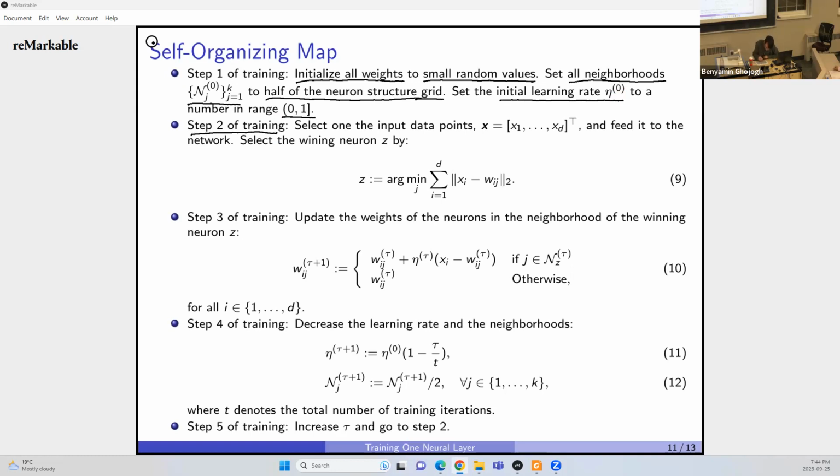Now step 2 of training. Select one of the input data points, x. What do I mean by select one? Because I have a data set, right? Select one of them, either randomly or in order, doesn't matter, and feed it to the network. Then select the winning neuron z by this. So what is equation 9 doing? It says that xi is the ith feature of x, and this is the length between xi and wij.